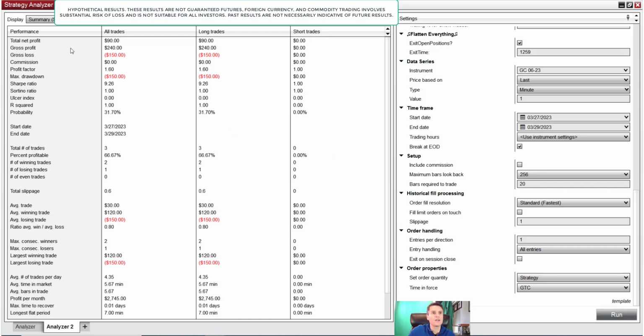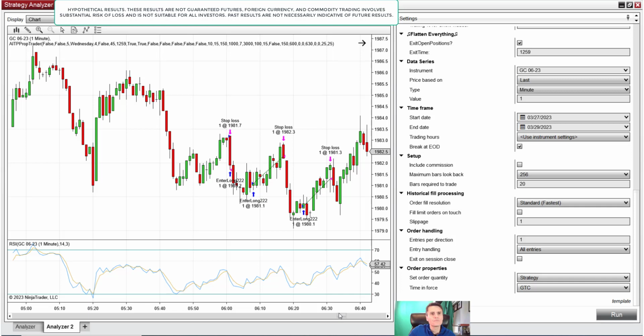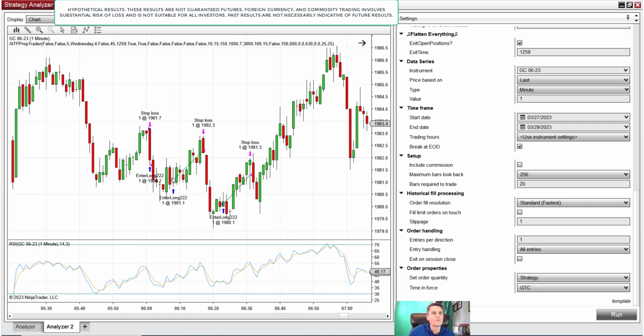All right, 3 trades, 2 wins, 1 loss. Let's see what happened. Okay, so it entered here. All right, that immediate loss. That one booked the profit. Look at that, and that one booked the profit. Again, look at this run that it could have had.